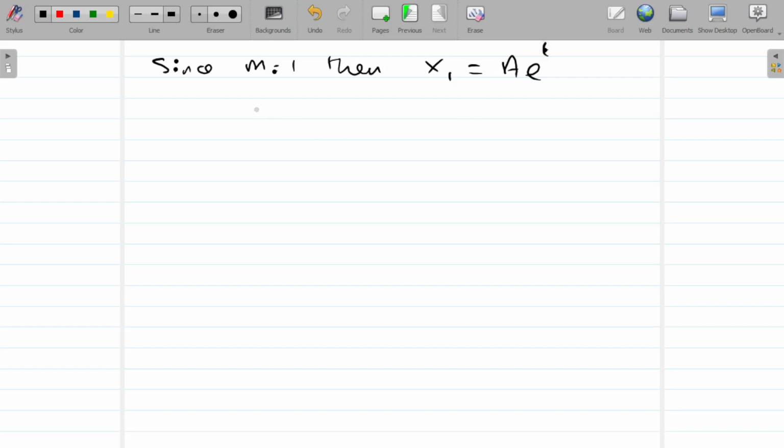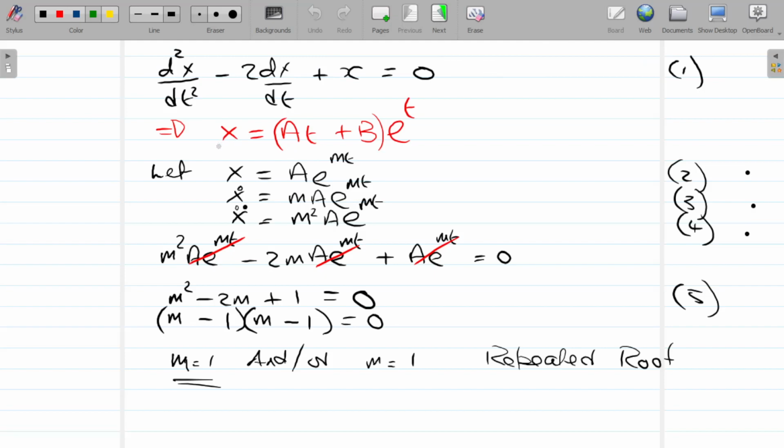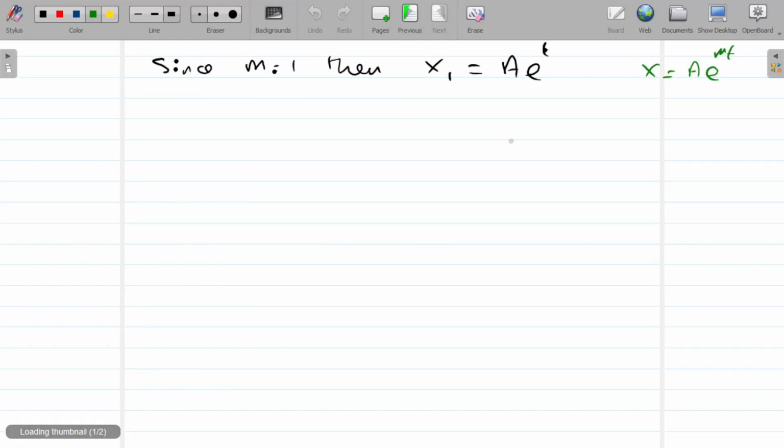I'll just explain that. What we had was x equal to a e to the mt, if you remember. That's what we had here. So we had that, a e to the mt, and we substitute m equals 1 back in for the m. So that's how we come to get a e to the t, because we've substituted 1 in for the m, and of course it should be an e there.